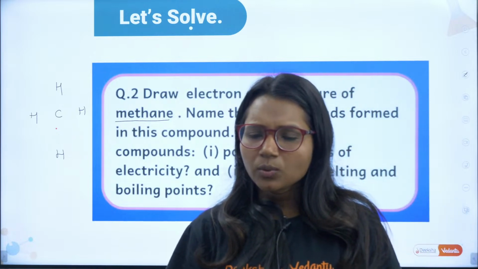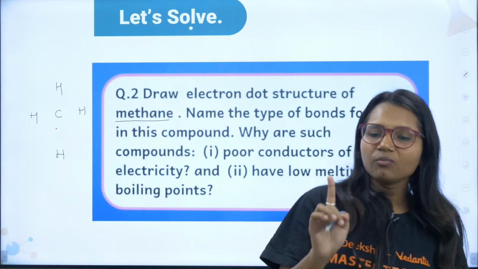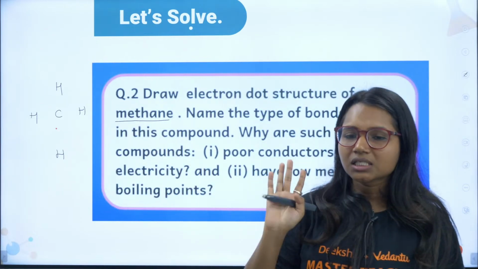What is the difference between isobutane and methyl propane? Just give me 1 second. I will tell you the dot structure and then I will discuss this.